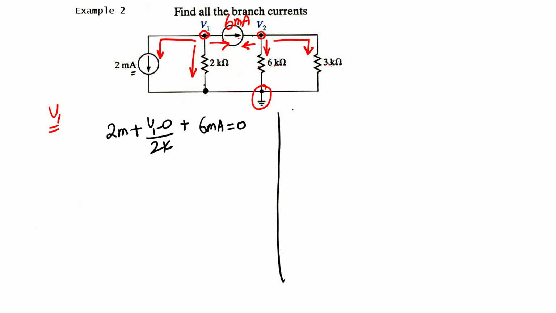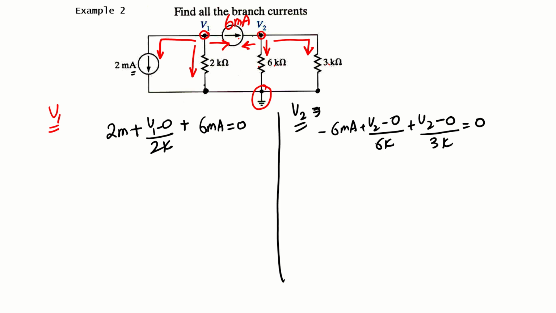Similarly, we can write our second nodal equation for V2. Again all currents are leaving, so this current will be leaving, moving away, but the actual direction is towards the node, so we will put a negative sign: minus 6 milliampere. Then through 6 kilo ohm, that will be V2 minus 0 divided by 6k, then through 3 kilo ohm, plus V2 minus the second node here, which is ground, so 0, divided by 3k, is equal to 0. So incoming currents is equal to the outgoing currents.